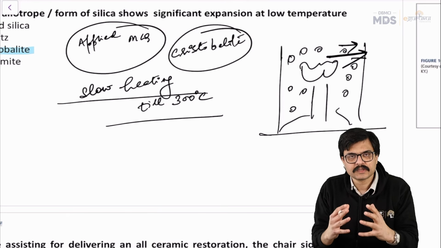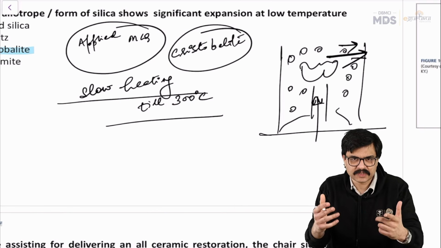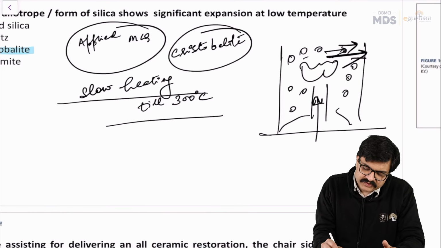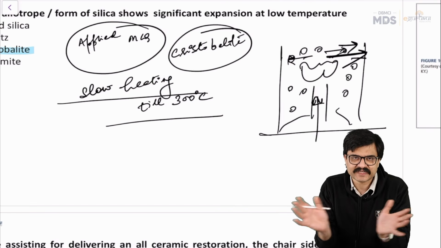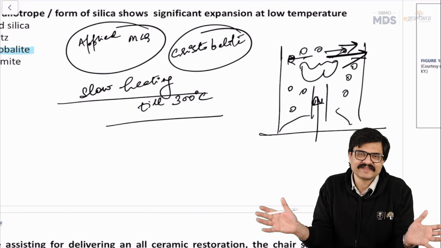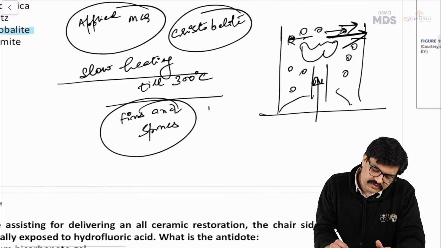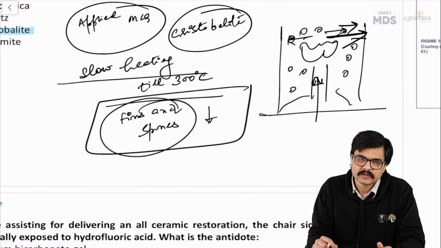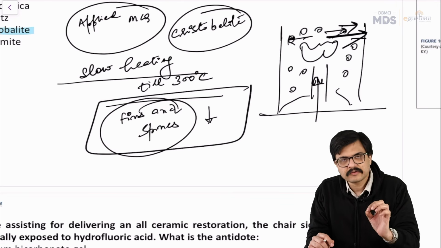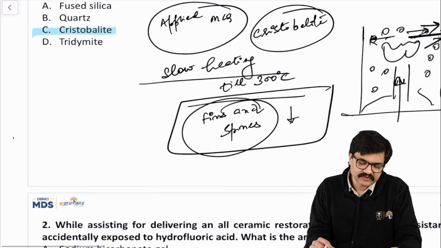And that generates, when eventually casting will be done, when molten alloy would flow after the wax burnout, then that molten alloy would enter these small cracks. And when you retrieve the casting, those sharp metal projections will be seen on the casting in the form of fins and spines, right? So in order to reduce the incidence of fins and spines, you need to do slow heating till at least a temperature of 300 degrees Celsius during wax burnout, especially in a cristobalite containing investment material, right? So that's the applied MCQ that comes here, okay?